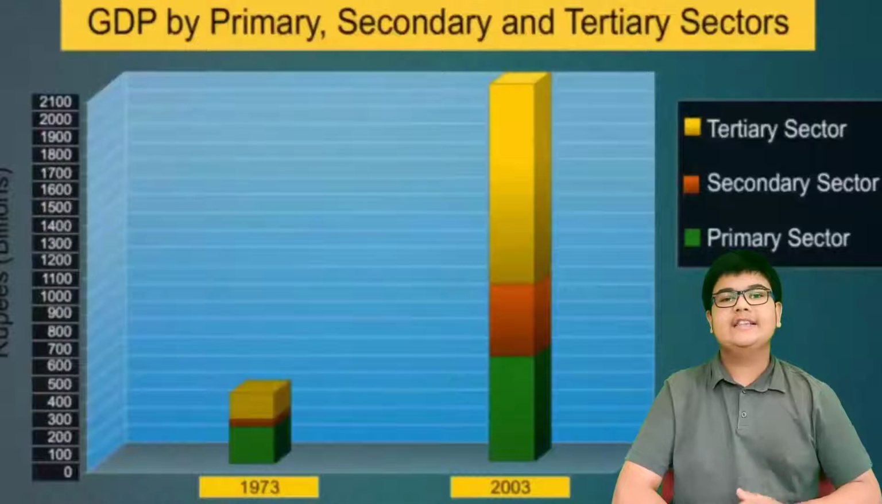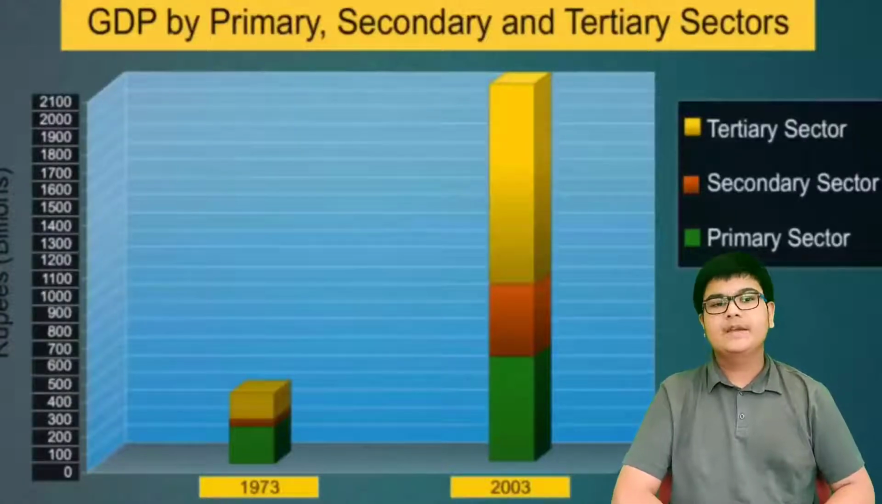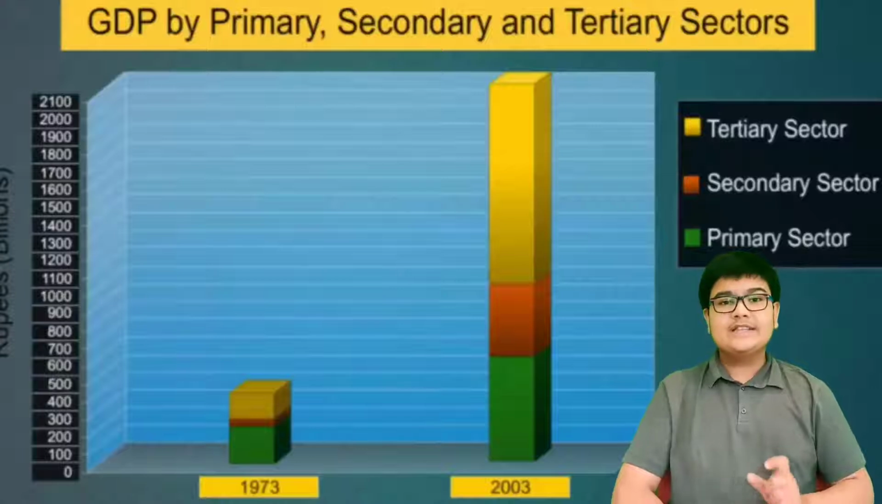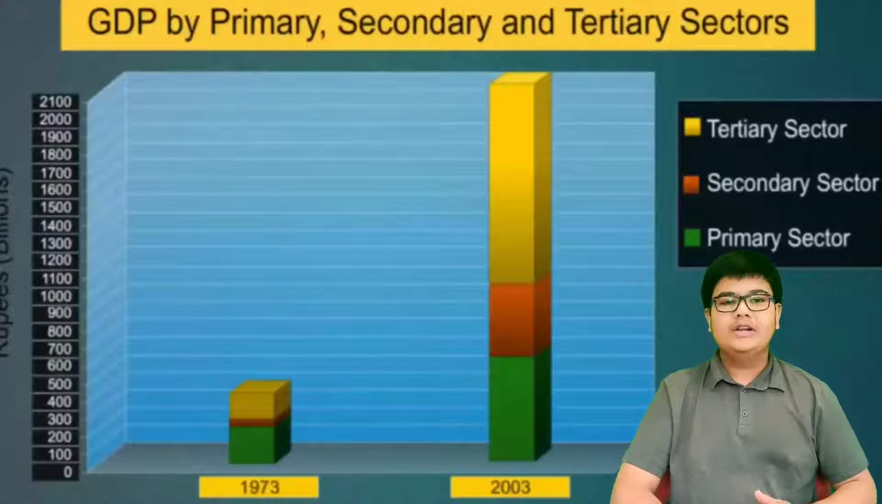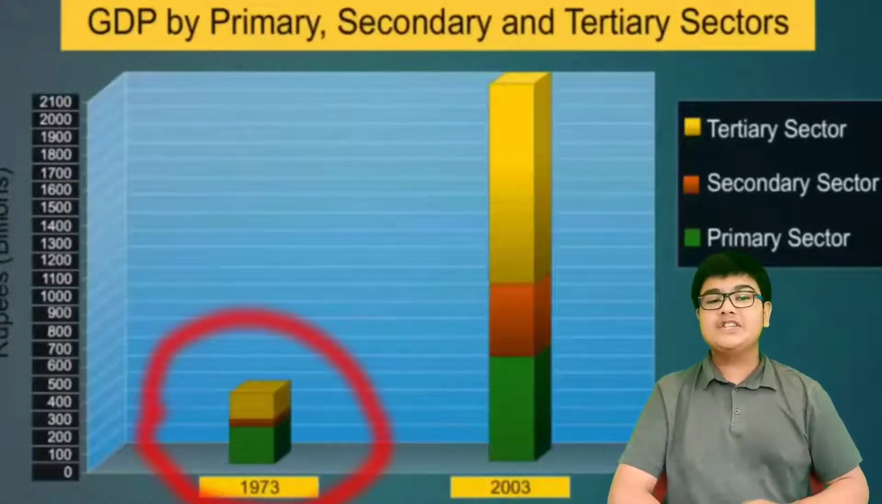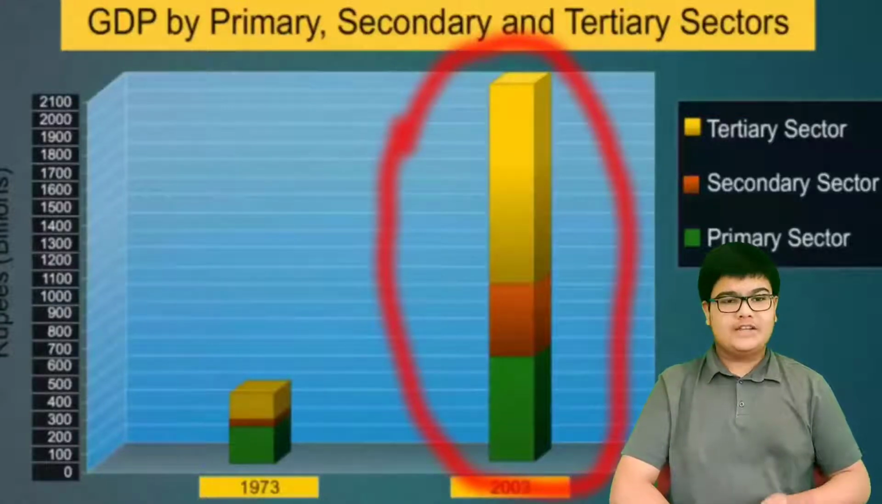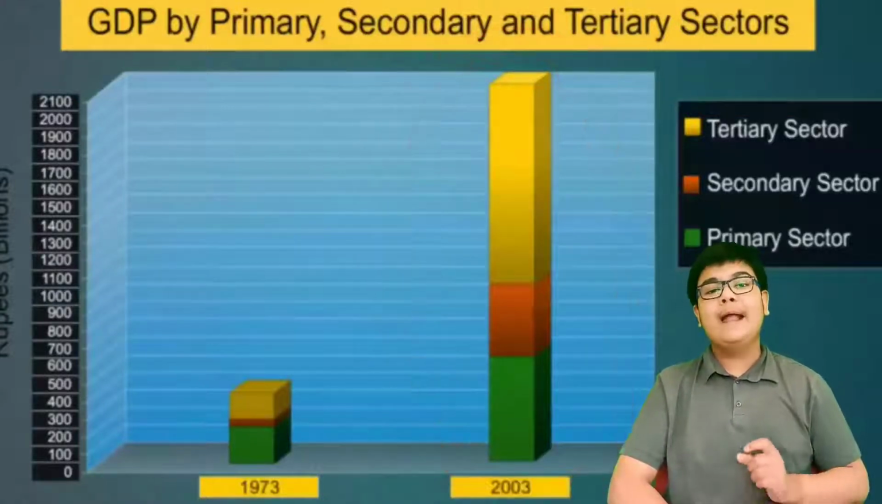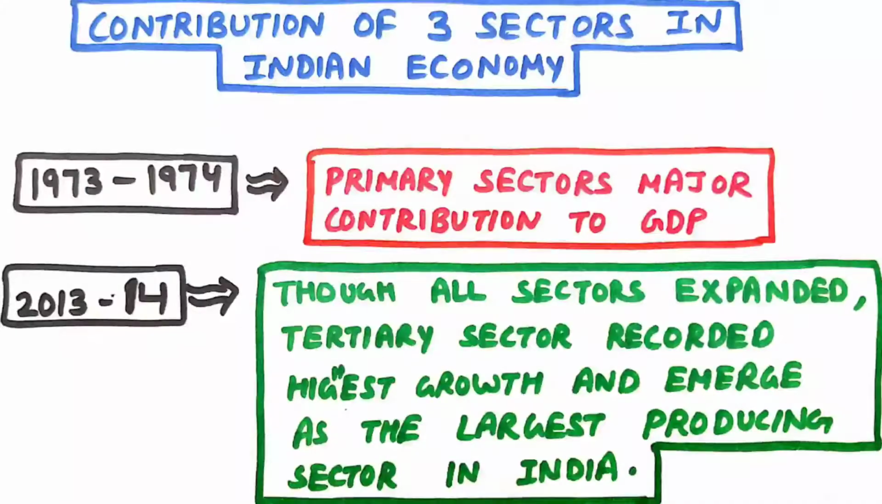Now let us see the contribution of the three sectors in India's GDP. As you can see in the above graph, in 1973 to 1974, the primary sector was the major contributor to GDP. But in 2013 to 2014, though all the sectors expanded, the tertiary sector recorded the highest growth and emerged as the largest producing sector in India.